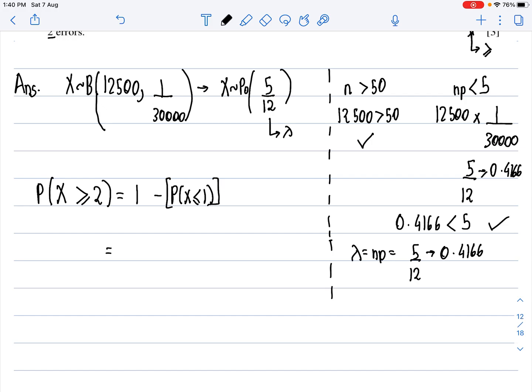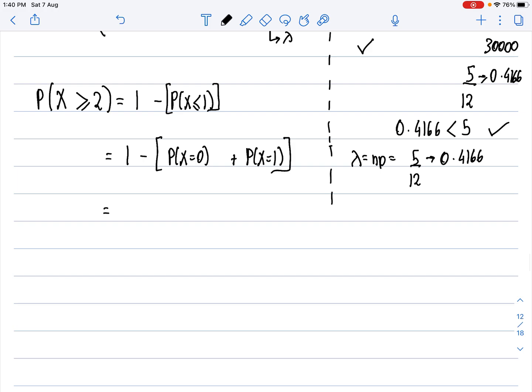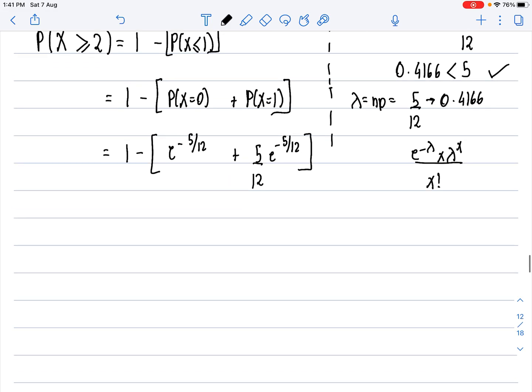So this can be written as 1 minus the probability of x equals 0 plus the probability of x equals 1. Correct? So now this can be written as 1 minus, I know the formula is e raised to minus lambda, multiplied by lambda raised to x over x factorial. So I can write this as e raised to minus 5 over 12 plus 5 over 12 multiplied by e raised to minus 5 over 12. Correct? This is what I can simply write.